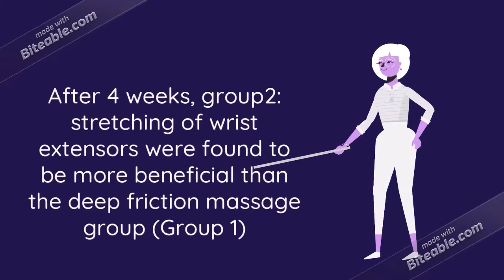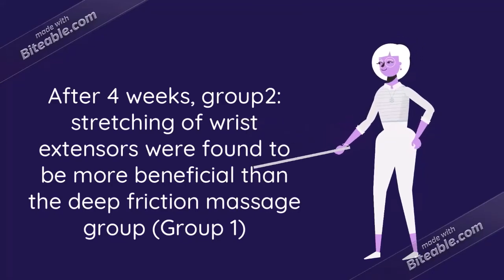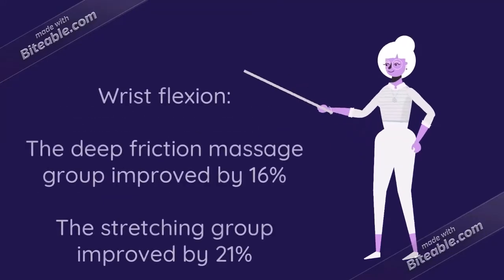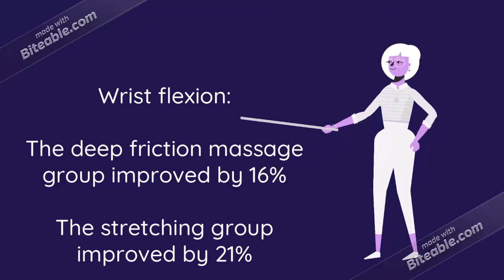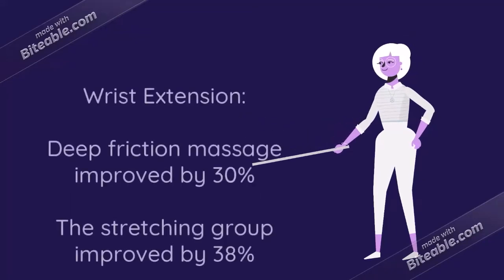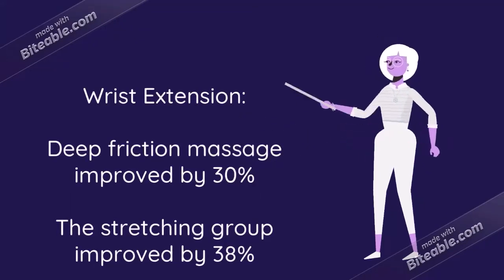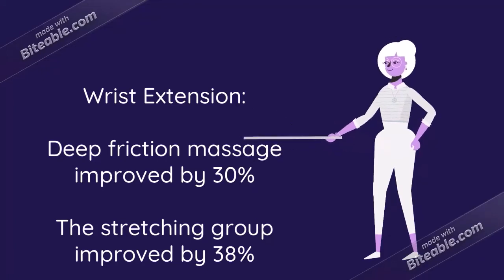After 4 weeks, the results showed that the stretching of the wrist extensors was far superior in improving wrist range of motion in both flexion and extension compared to the deep friction massage group. For wrist flexion, deep friction massage saw improvements of around 16.1%, whereas the stretching group saw improvements of around 21%. Similar results were also seen for wrist extension. The deep friction group improved by around 30%, whereas the stretch group improved by around 38%.